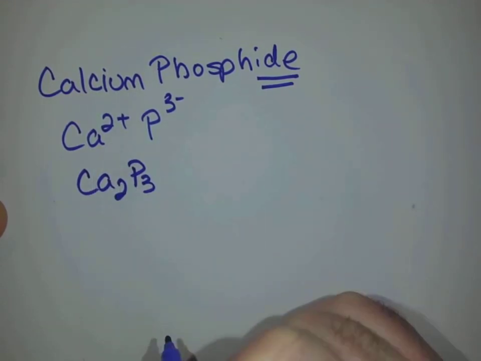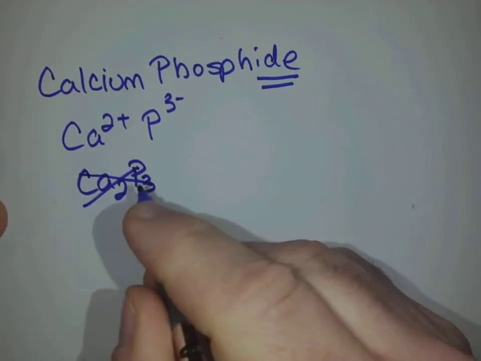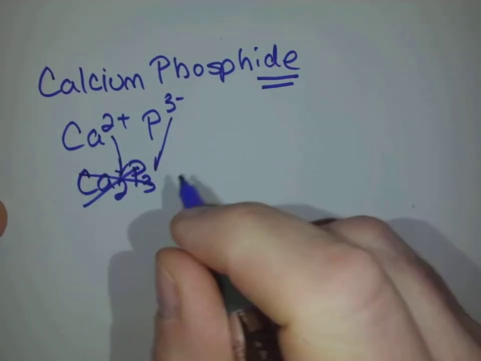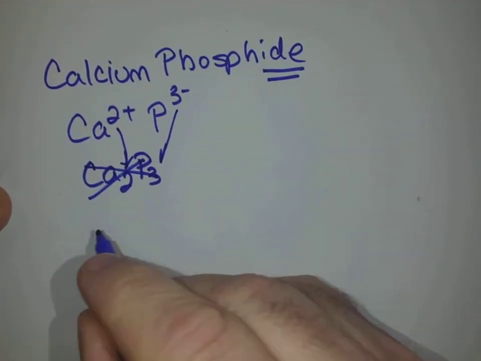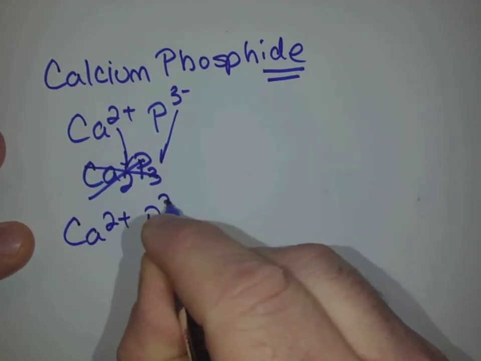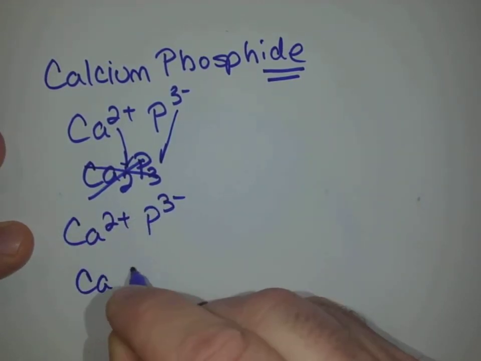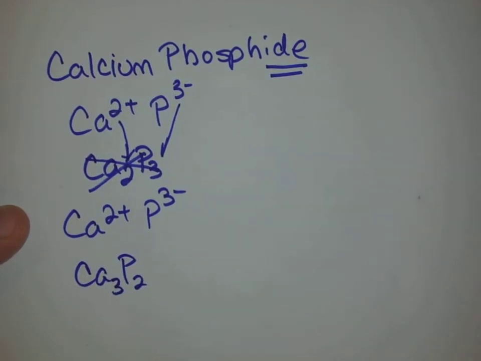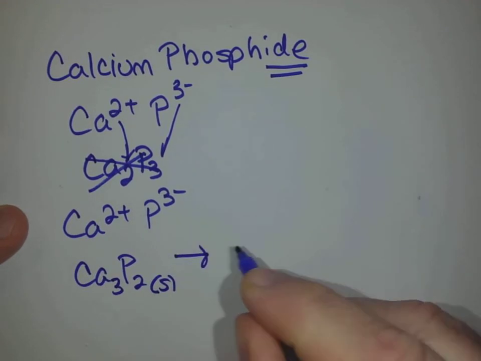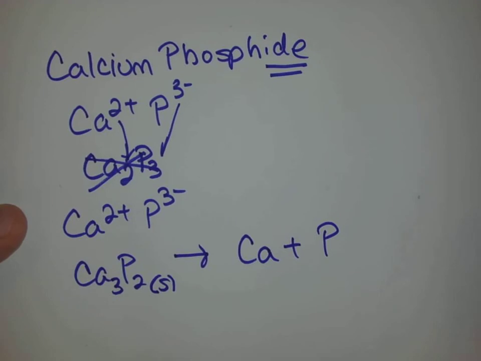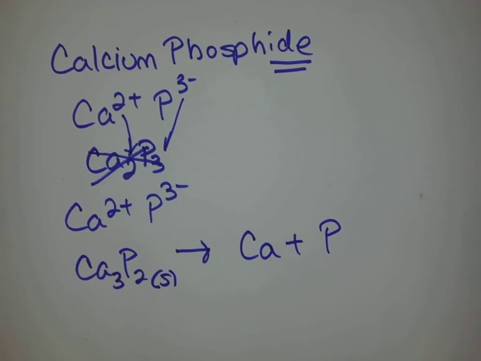Alright, did I do that right? No. Again, I see a lot of this where people don't crisscross. So, Ca2+, P3-, I write them together: Ca3P2. That's how it's got to go. And like I said before, this will always be a solid. It's going to break down into the elements that make it up, calcium and phosphorus.